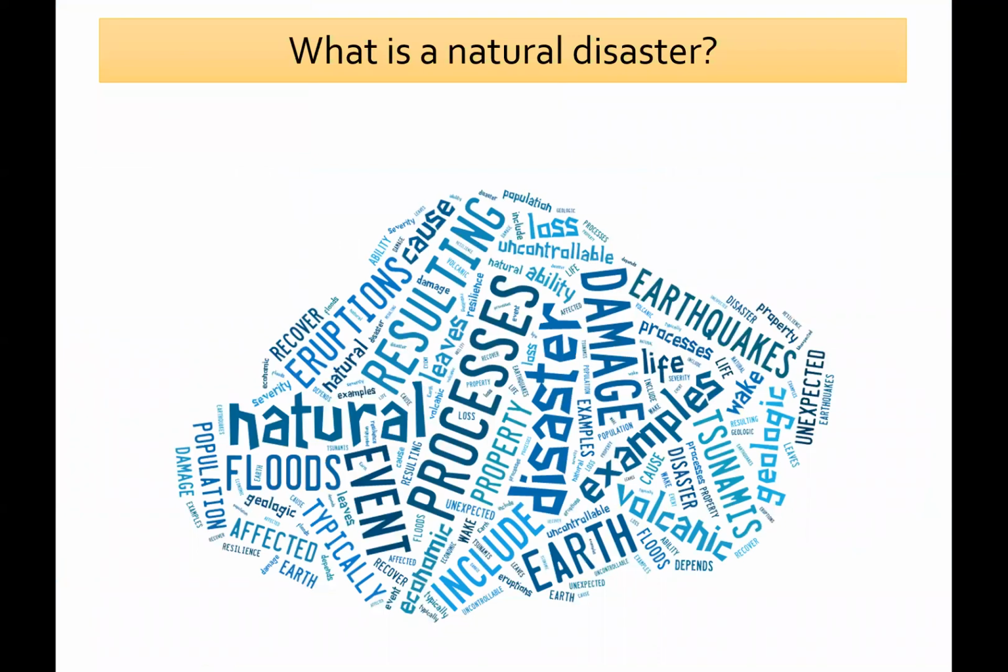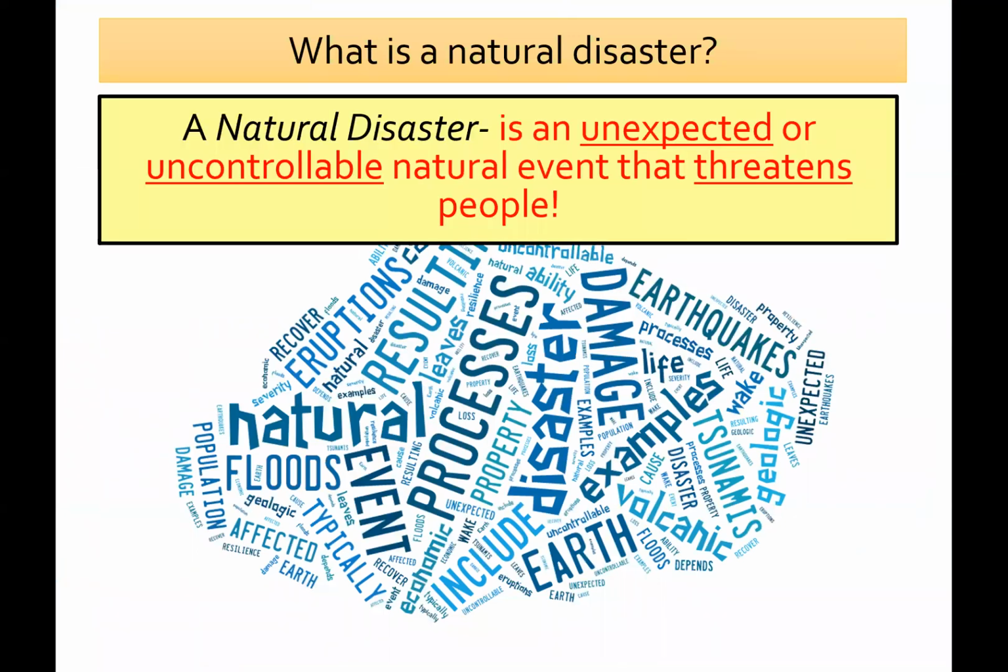Another word we have is natural disaster. And a natural disaster is basically a really bad natural hazard. So it's an unexpected or uncontrollable natural event that threatens people. So it might cause deaths, might cause massive destruction.